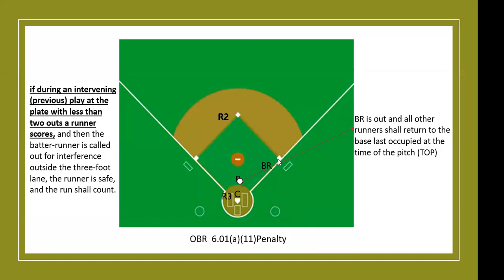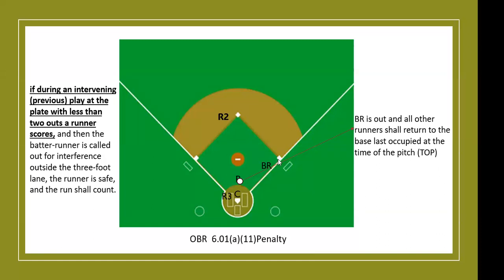Listen, I've got an attempted play on R3 at the plate. He's safe. Then I've got runner's interference. He's out. Is that a third out? No. Okay, then we're going to score that run. Oh, that's a third out? Okay, we're not going to score that run. So here's what we've got. We've got an intervening play, runner's interference. So the run, R3, is going to score. R2 is going to go back to second because they last occupied that at the time of pitch. And the batter runner is going to be out.